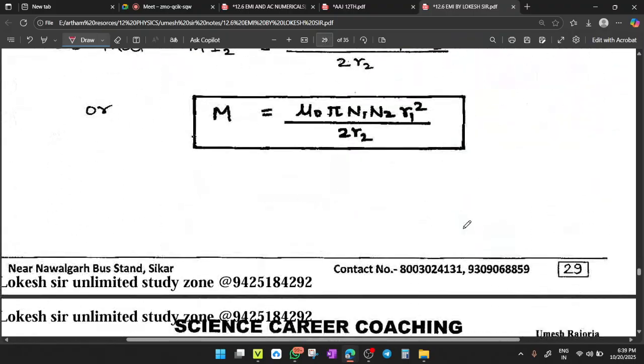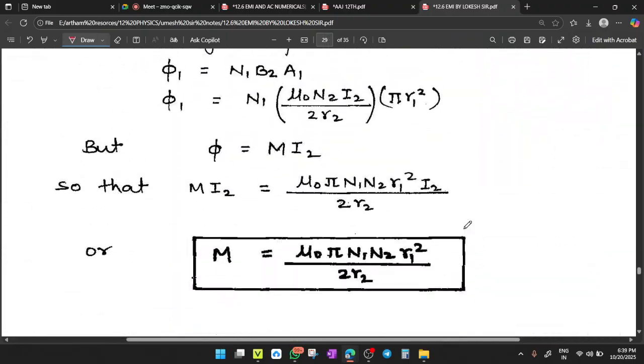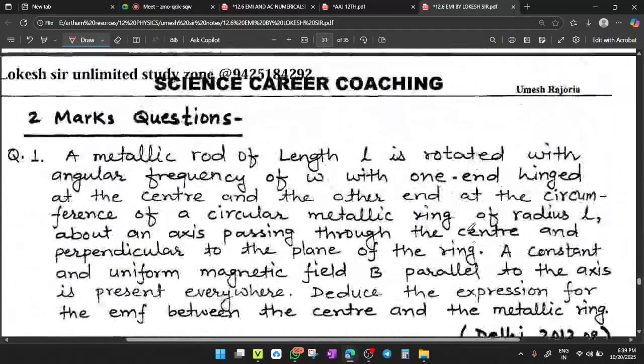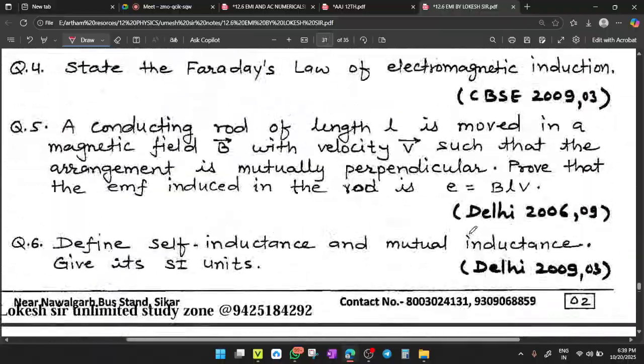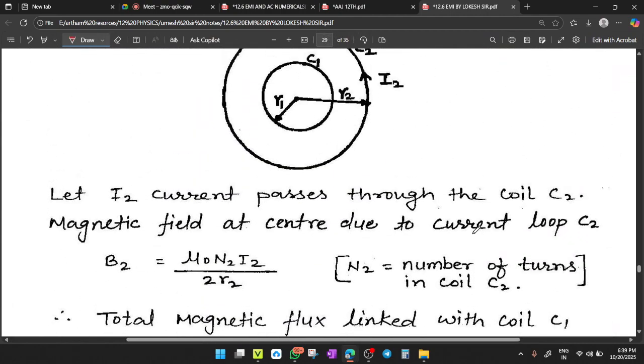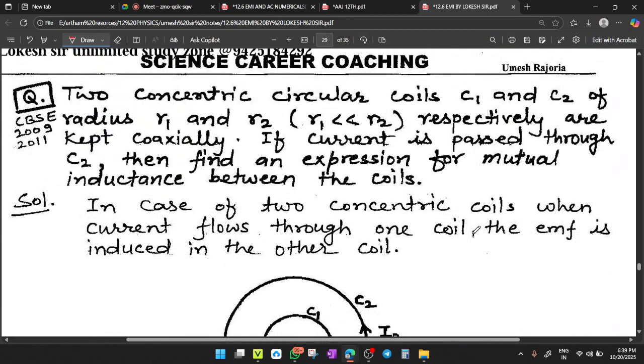Now, this is a numerical question. We have to derive the coefficient of mutual inductance, but before that, this numerical. Important CBSE numerical: two concentric coils C1 and C2 of radius R1 and R2, where R1 is less than R2, means the smaller radius is inside, are kept coaxially. If the current is passed through C2, then find the expression for the mutual inductance between the two coils.